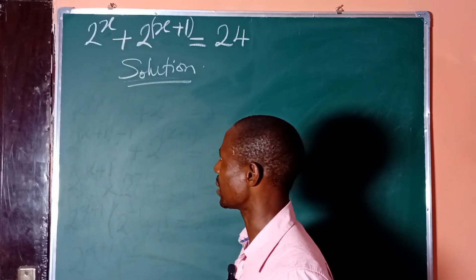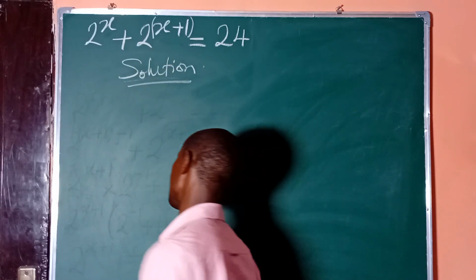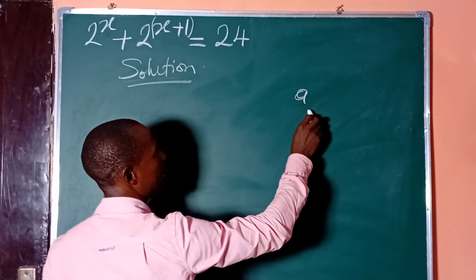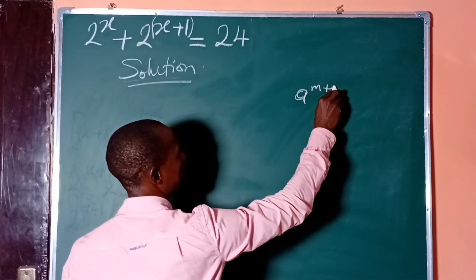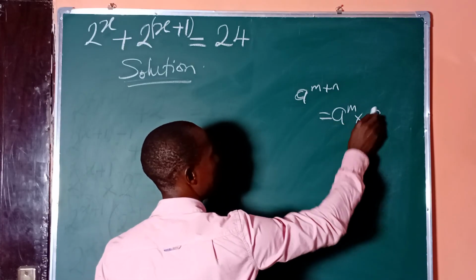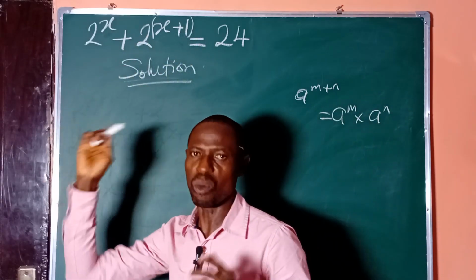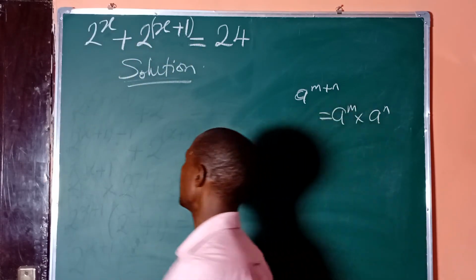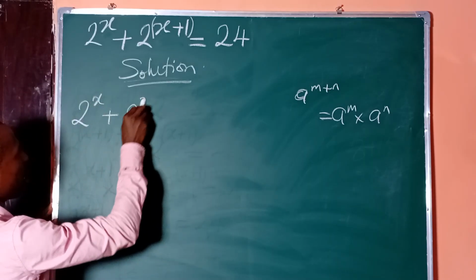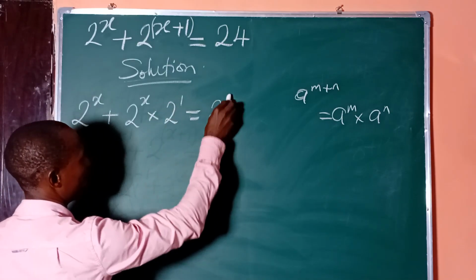But what I want to do here is rewrite this expression and apply some simple laws of indices. Remember that when we have a to the power of m plus n, this is the same thing as a to the power of m times a to the power of n. So this approach is different from the one I used for the live video. I'm going to have 2 to the power of x plus 2 to the power of x times 2 to the power of 1, equal to 24.